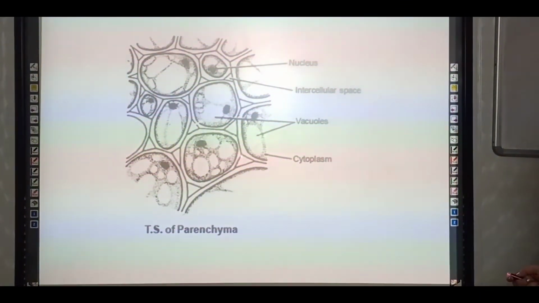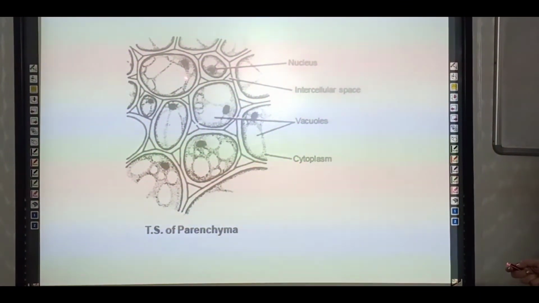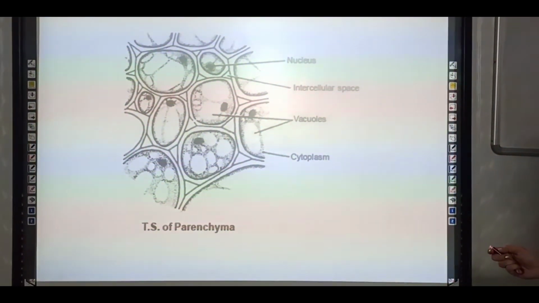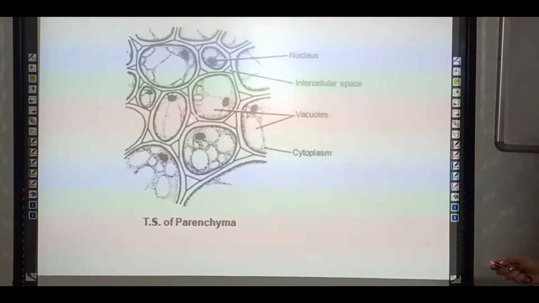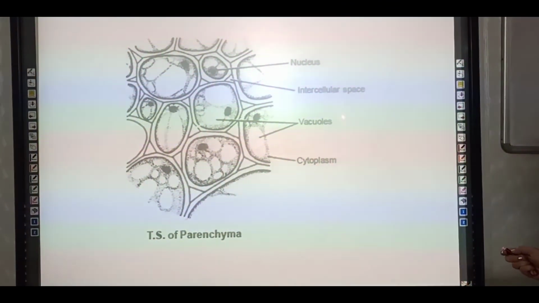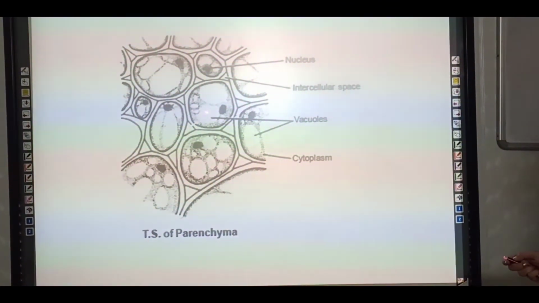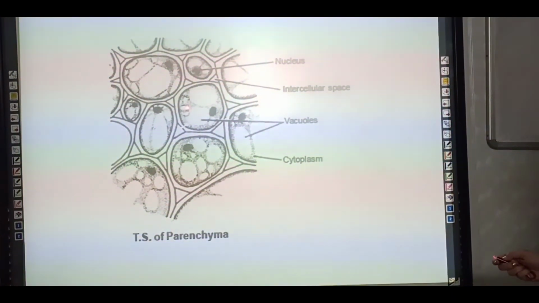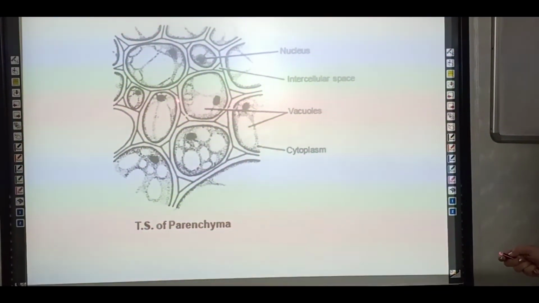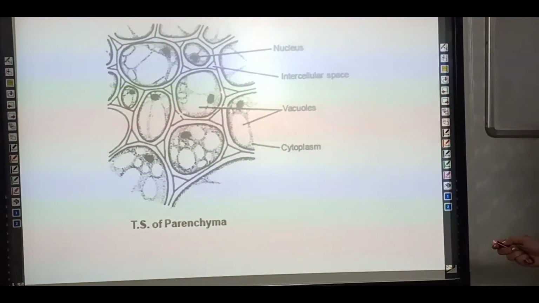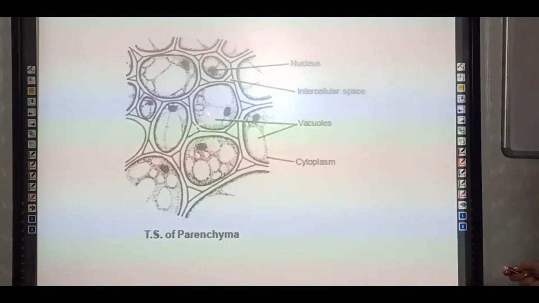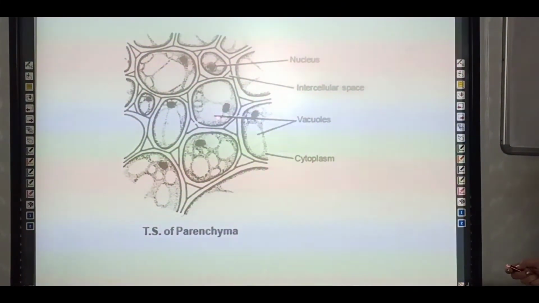You can see these cells, different cells with the same size, polygonal in shape and have the nucleus. There is a space present between every cell. This space is the intercellular space which helps in the gaseous exchange. As well as every cell has the large central vacuole, which is the characteristic feature of the plant cell. Now this vacuole has the large space present within the cell, due to which the cytoplasm is at the periphery.